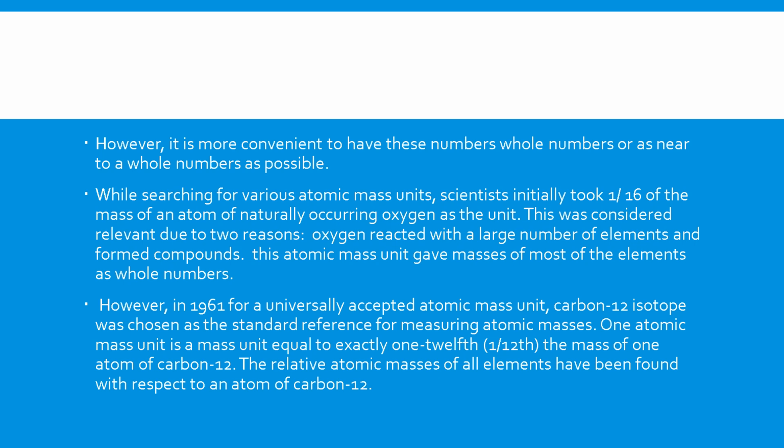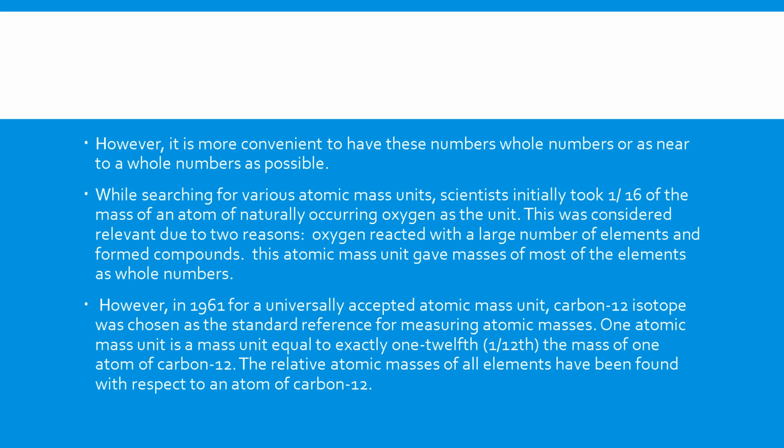However, it is more convenient to have these numbers as whole numbers or as near to whole numbers as possible. While searching for various atomic mass units, scientists initially took 1/16th of the mass of an atom of naturally occurring oxygen as the unit. This was considered relevant for two reasons. First, oxygen reacted with a large number of elements and formed compounds. And second, this atomic mass unit gave masses of most of the elements as whole numbers.